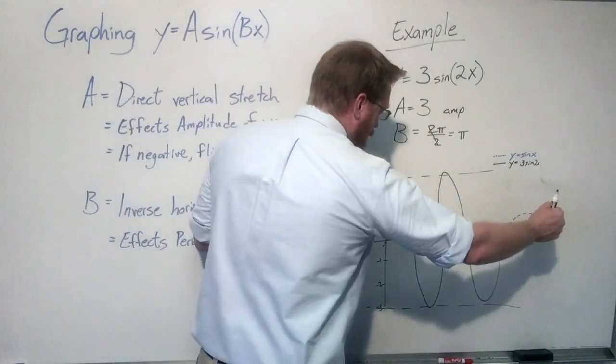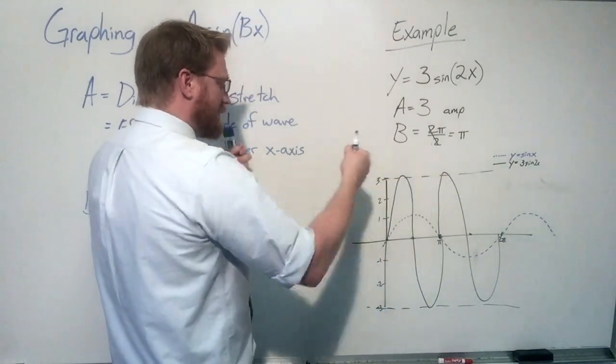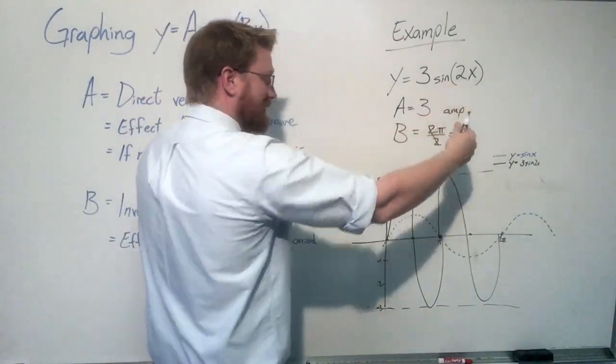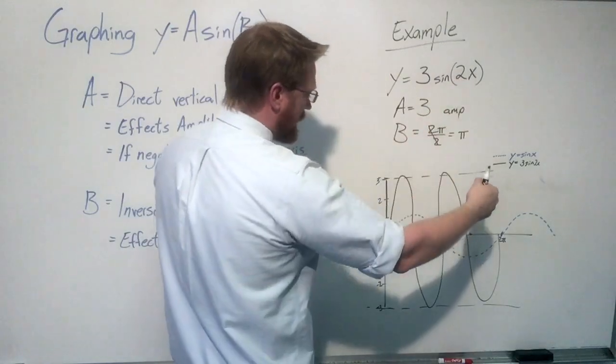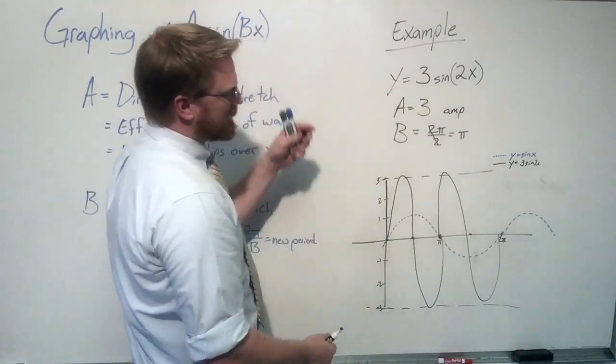So I have this blue original unaltered sine that has gotten crushed, has gotten reduced, right? It's happening twice as fast. That's one way to make sense of it. It's happening twice as many times in that time frame, and it's 3 times as big.